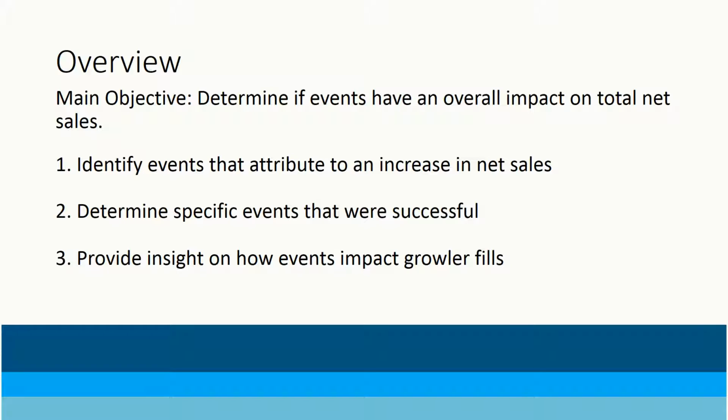So I'm just going to describe the way we did this analysis. First of all, we wanted to figure out what events had a big impact on the total amount of net sales. We did that by identifying the events that were attributing to the increase in these sales, determining the specific events that were successful, and maybe some that weren't, and then providing some insights on how these events impact growler fills. I'm actually not going to get into that in this presentation. I'm just going to give you an overall big picture look at it, and I'll explain further.